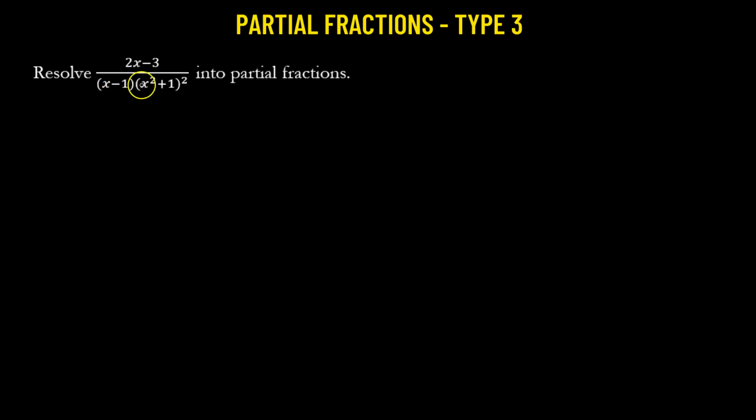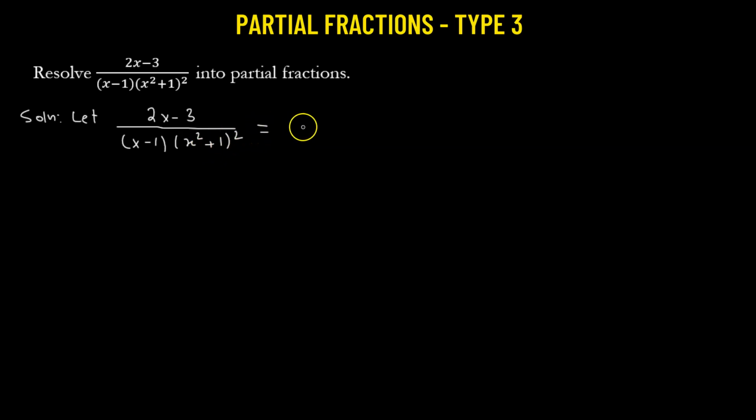So in this problem, we need to resolve the given rational fraction into partial fractions. Clearly, we observe that in this rational fraction, we have 2x minus 3 as the numerator part. And then in the denominator, we have 3 factors. One of the factors is x minus 1, and then we have x squared plus 1. Now this factor is repeating twice. So in total, we have 3 factors, and that means that we can resolve this into 3 partial fractions.